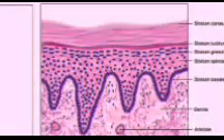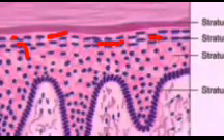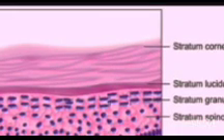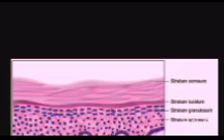We have stratum granulosum, granules, see them. These are cells, deeply staining cells. They contain granules. Then there is stratum lucidum, clear, homogeneous. Think of lucidum. See it. And we have stratum corneum. Look at this one. The outermost layer is stratum corneum.